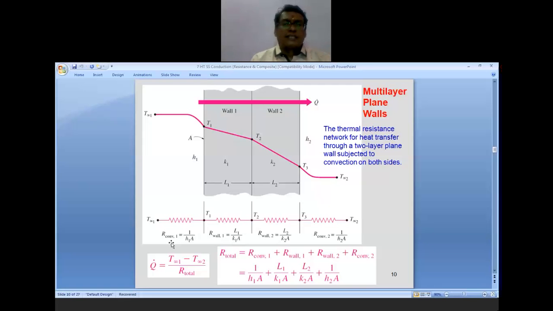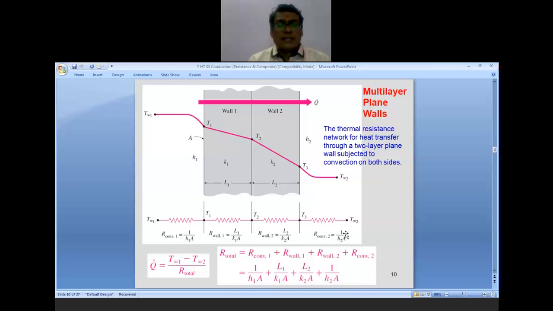So the first resistance that is taken into account is R convective, which is equal to 1 upon h1 A. R for the wall is L1 upon K1 A. R2 is L2 upon K2 A. From the conduction equation, Q is equal to K A dT upon dx, or dT upon L. So L upon K A is the resistance that has been taken into account. And R2 convective is because of the gaseous film.